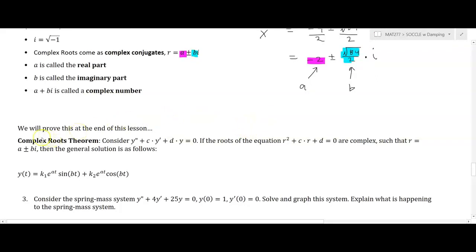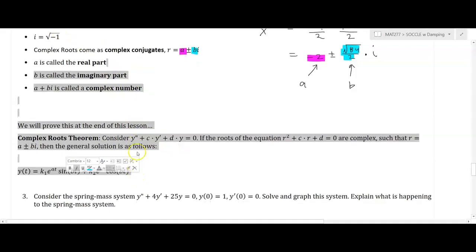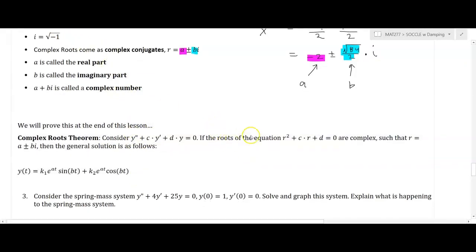So what happens if you have complex roots? Well, consider our differential equation. This is the same thing as what we were dealing with up at the top, except now suppose the roots of the equation r squared plus cr plus d equals 0 are complex, such that the value of r that you find is a plus or minus bi. Then the general solution is as follows. y equals k1 e to the at, so notice that a is, whatever a is, that's going to go here, and it's going to go here.